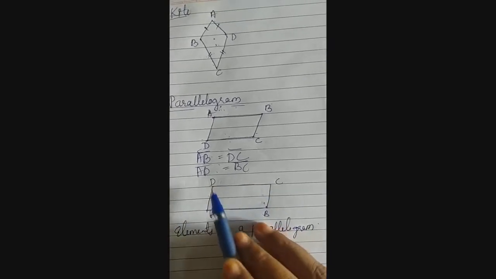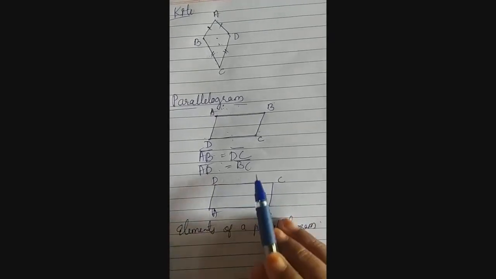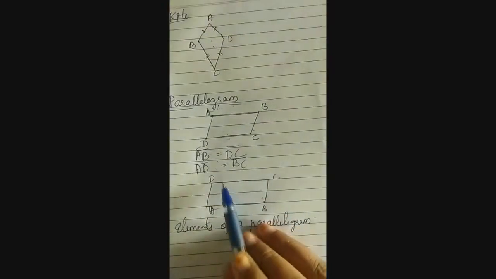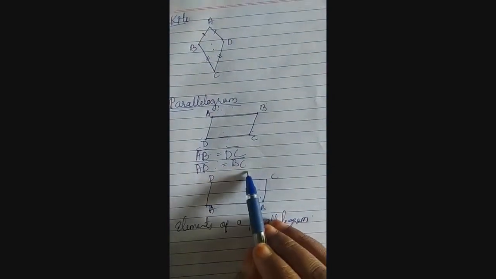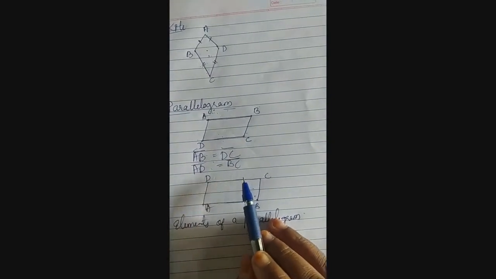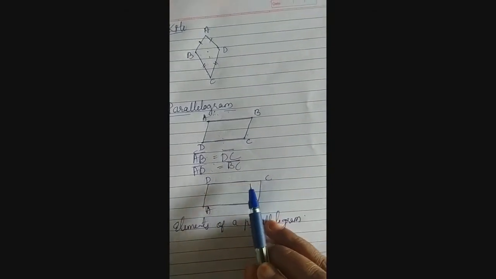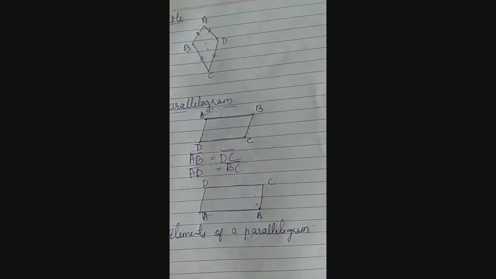Next, elements of a parallelogram. Observe here. There are 4 sides and 4 angles in a parallelogram. Some of these are equal. There are some terms associated with these elements that you need to remember.